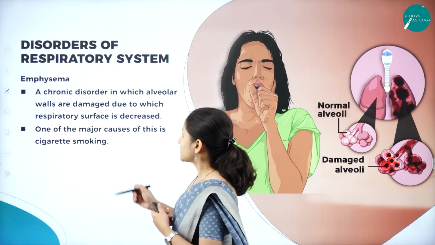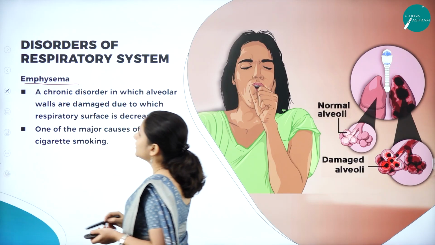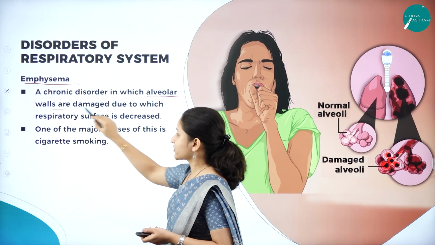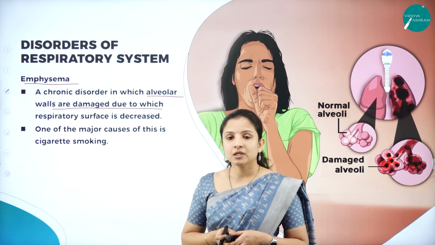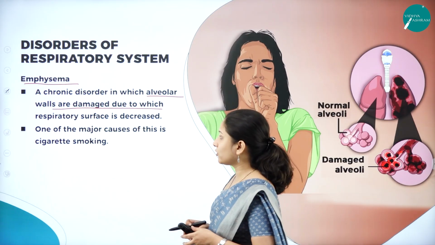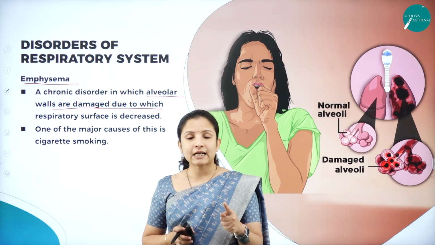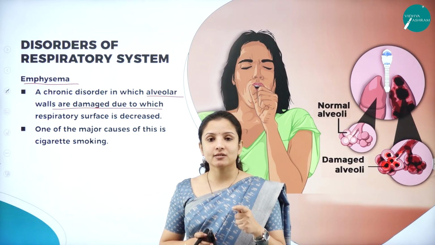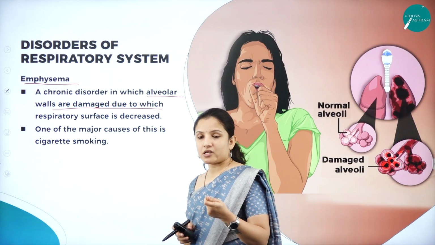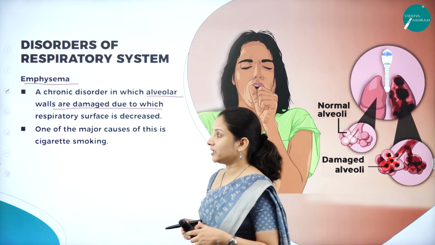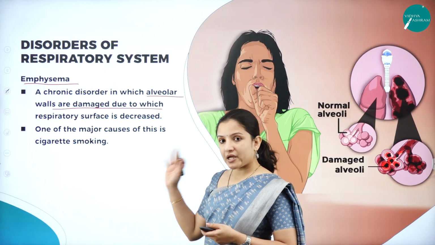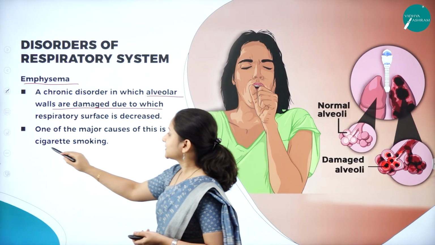The next important respiratory disorder is called emphysema. Emphysema is a chronic disorder in which the alveolar walls are damaged. The epithelium and endothelium of the alveolar region get damaged. We all know that the alveolar walls are the ones that decide the diffusion of the gases, right? If they themselves get damaged, how will the diffusion of gases take place properly? That is when the respiratory problems start, and one of the major causes of emphysema is cigarette smoking.